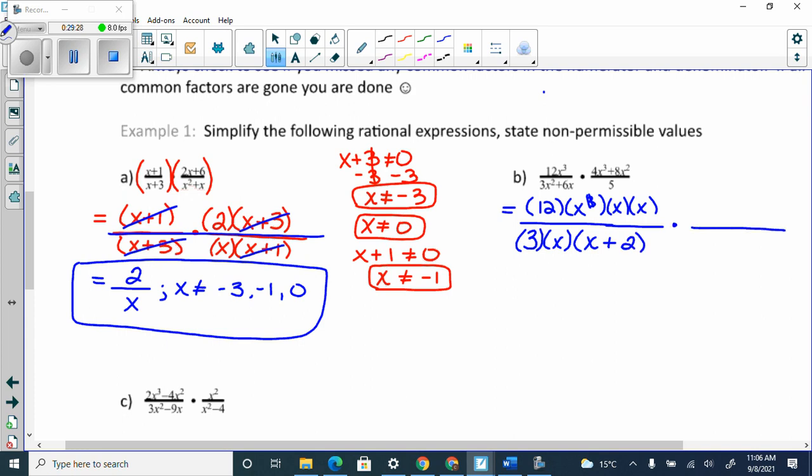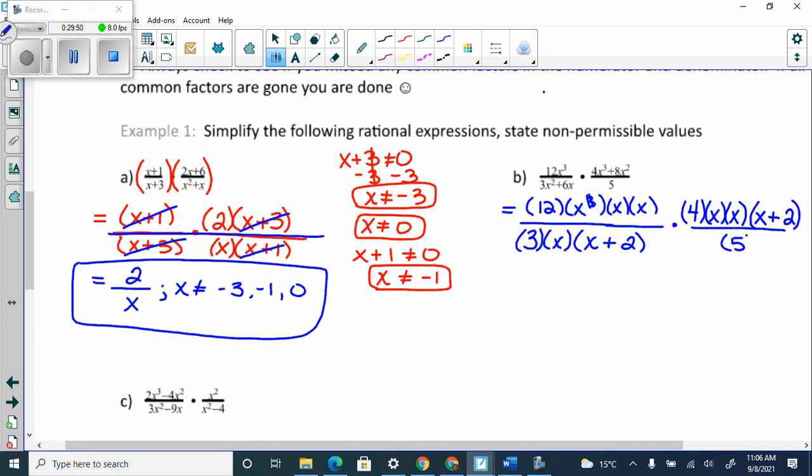I can take out a 4 and an x squared. If you want, you can write 4 and x times x instead of x squared. It's easier, right? And then what's left over, when you take a 4x squared out of 4x cubed, you're left with x plus 8x squared. Take out a 4x squared, you're left with a 2. And on the bottom, a 5.